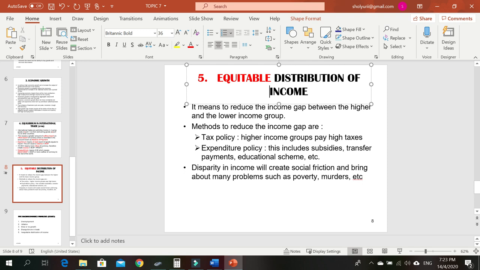The rich is super duper rich, the poor is super duper poor. The rich, golongan yang rich ni, very super duper rich ni, cuma minority je, 5% dalam negara je. Tapi diorang conquer resource dalam negara tu lebih daripada 70%. 70% resource dalam negara milik diorang. Oh, bayang tak?